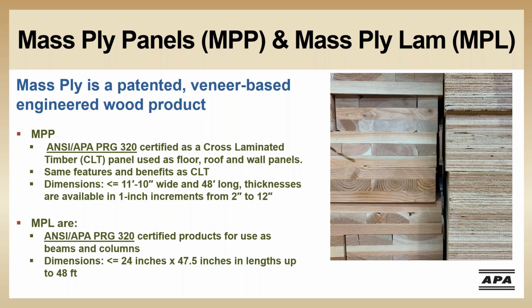Now you'll remember that CLT consists of several layers of lumber boards stacked in alternating directions, bonded with structural adhesives and pressed. So mass ply products are made a little bit differently. They're composed of multiple layers of veneers that have been glued and pressed in a variety of combinations and orientations to produce a panel or beam product.